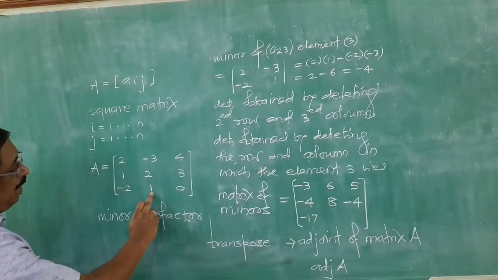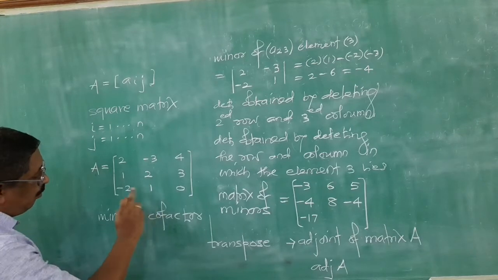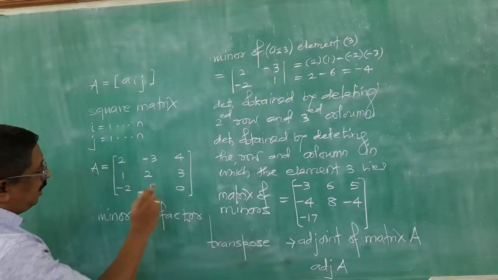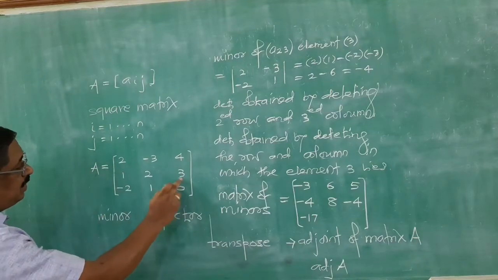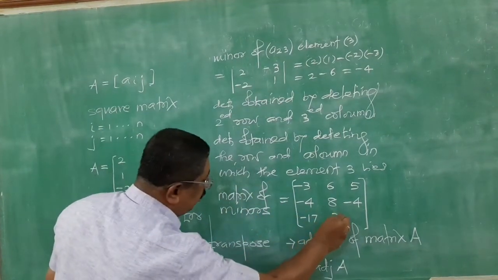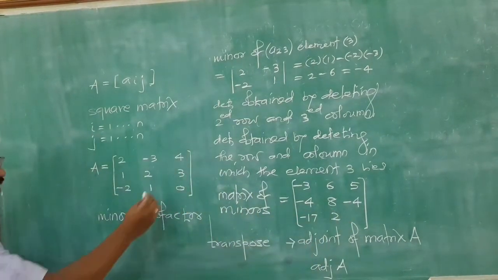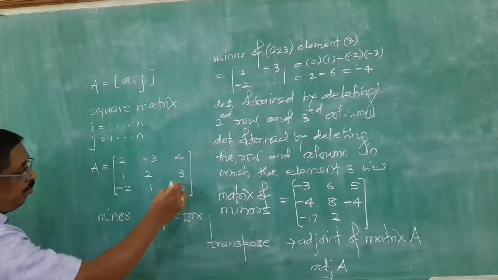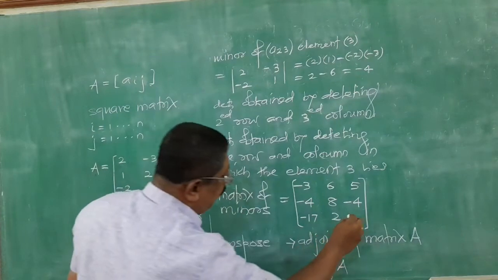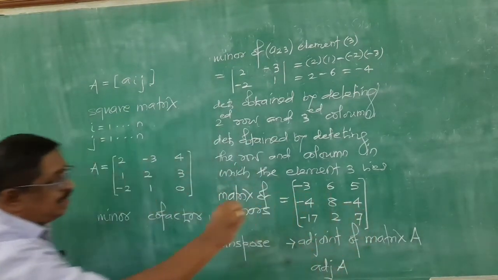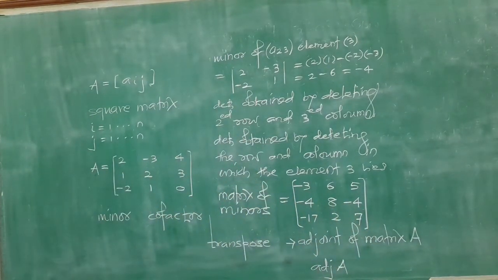And 1, minor will be, remove the column and the row in which it lies, that is removing third row, second column. You will get 2 times 3 is 6, minus 4, it comes out to be equal to 2. Now, for the element 0, minor will be 2 times 2 is 4, minus of minus 3 plus 3, 4 plus 3, it is 7. We have got the matrix of minors.